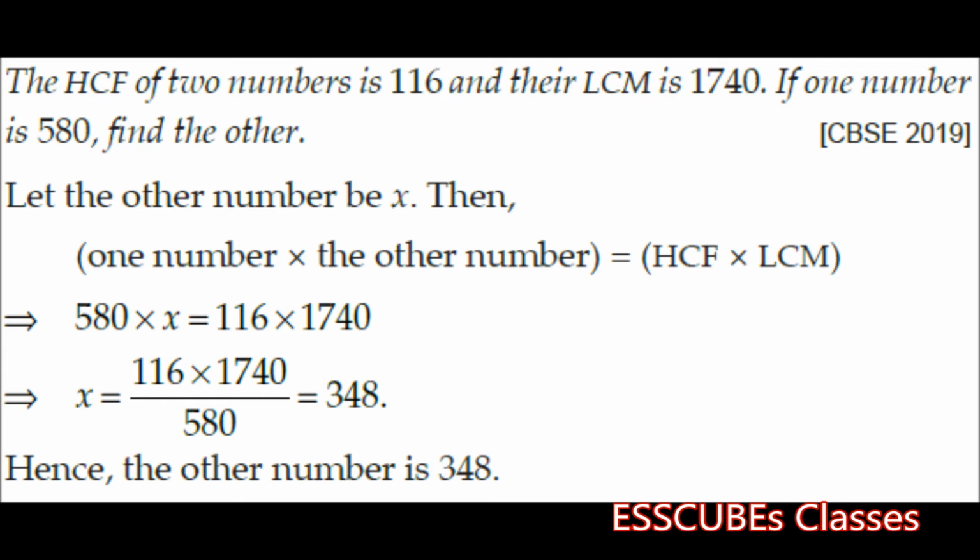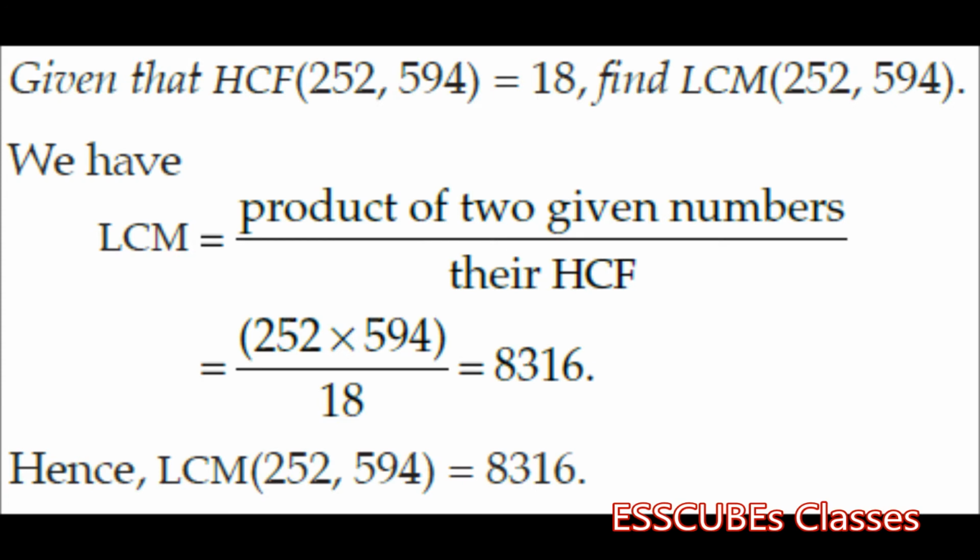Let us take another example. It is given that the HCF of 252 and 594 is 18, while we are asked to find the LCM of the numbers. See the two numbers that are given to us and also the HCF. So what are we left with? We are just left with putting them in the formula. The LCM into HCF is the product of the two given numbers. So LCM is 252 into 594 divided by 18, which is nothing but 8316.